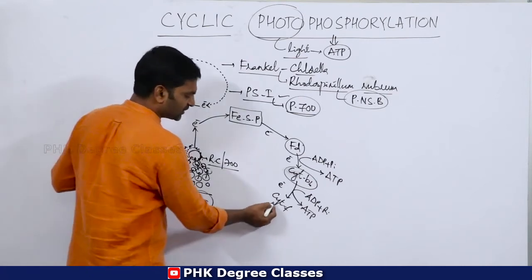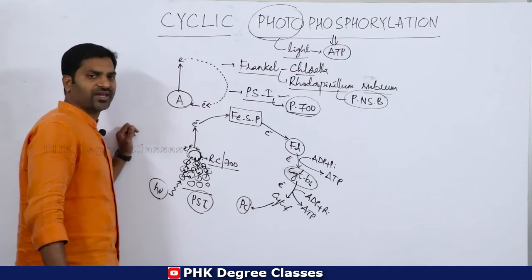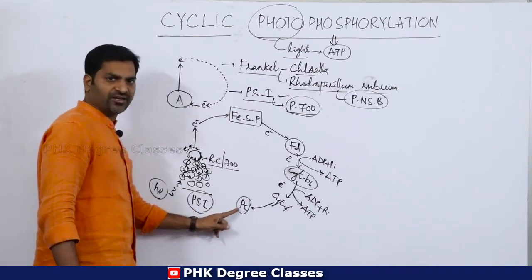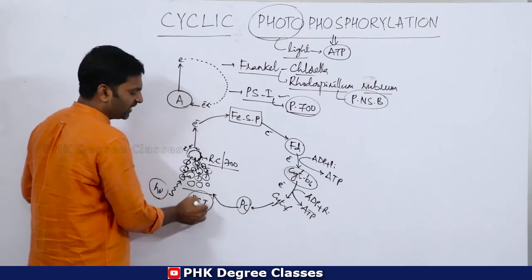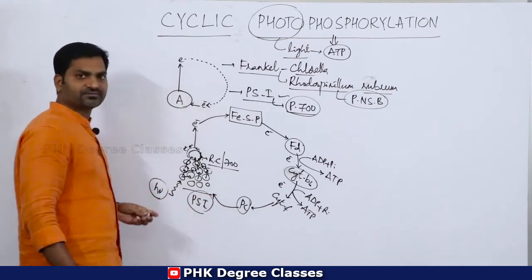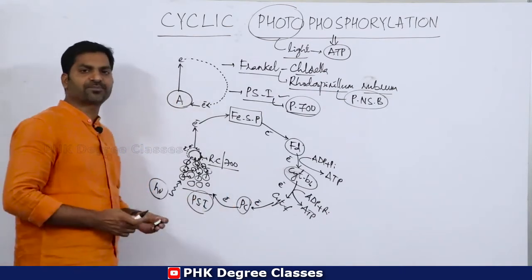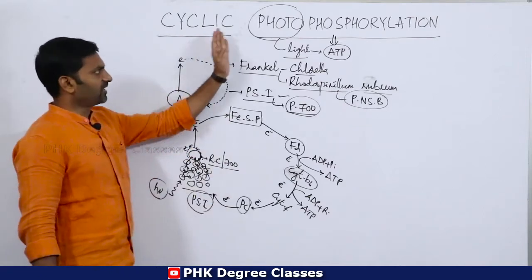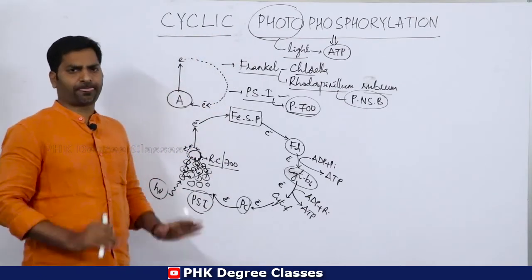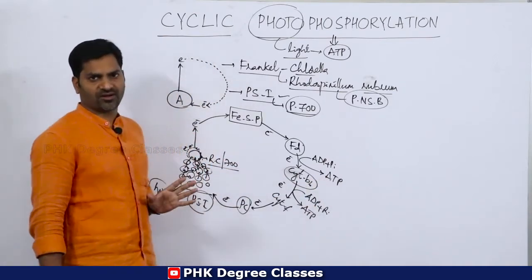Then cytochrome f to PC. PC stands for plastocyanin, a copper-containing complex. Then plastocyanin finally goes to PS1. The electron finally reaches the same complex, photosystem 1. So this is all about cyclic photophosphorylation. Simple. Two ATP molecules are formed in this context.